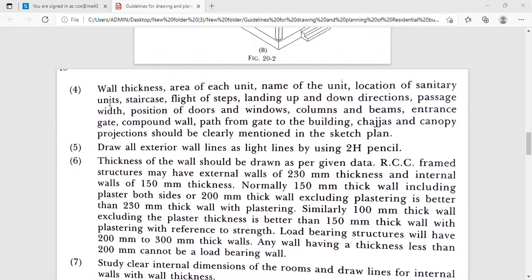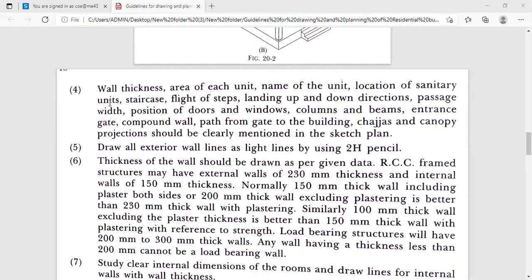Then after that, entrance means generally the entrance gate we are going to provide to the frontage of the plot. Okay, that also you have to mention. Its size also you have to decide, whether you are going to provide two entrance gates or only one entrance gate. Then the compound wall also you have to show there. Then the path from gate to building, means which path you are going to use to reach your building from the gate.